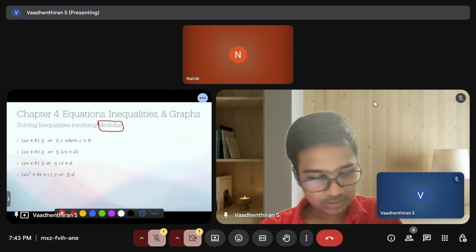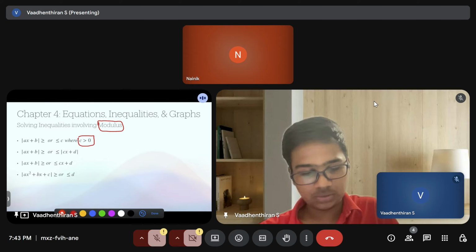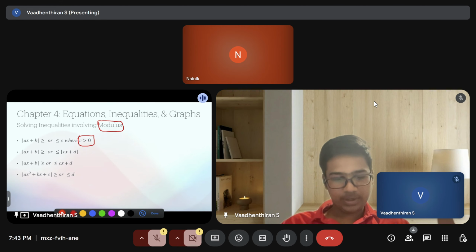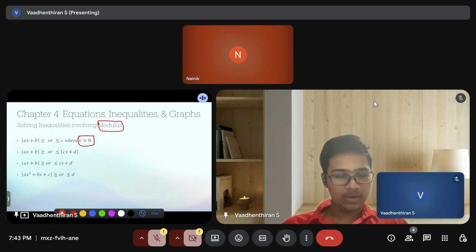There can be these four types mainly. Modulus of ax plus b greater than or equal to, or less than or equal to c, where c is not equal to 0. You know these types, right? Mainly these are the four categories you can separate these kinds of questions into. Modulus of ax plus b is greater than or less than or equal to modulus of cx plus d, or without modulus, then cx plus d. Then you have modulus of ax squared plus bx plus c greater than or equal to, or less than or equal to d.